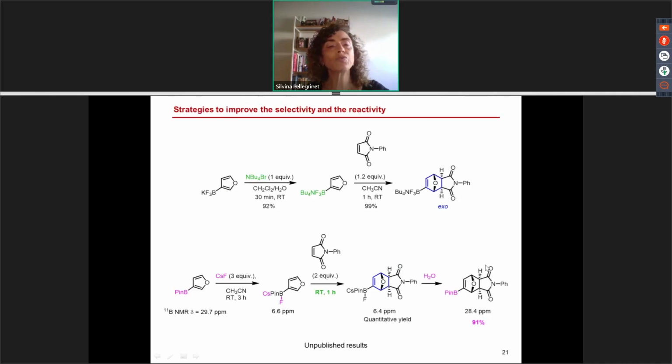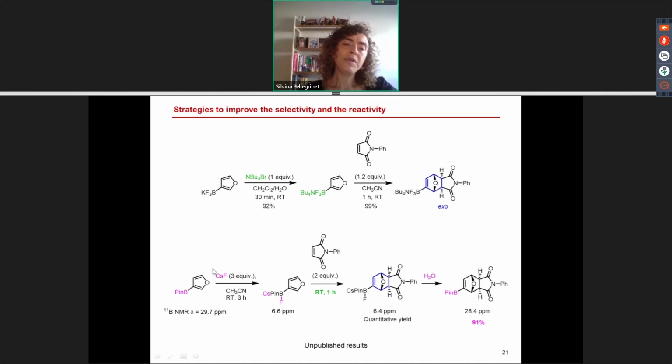We also explored some strategies for improving the selectivity and the reactivity. For instance, for the trifluoroborate at carbon 3, we observed that if we change the cation from potassium to tetrabutylammonium, which can be done very easily in the lab, then this compound is much more soluble, and the reaction can be performed easily in 1 hour at room temperature, giving the exo cycloadduct exclusively with a 99% yield.